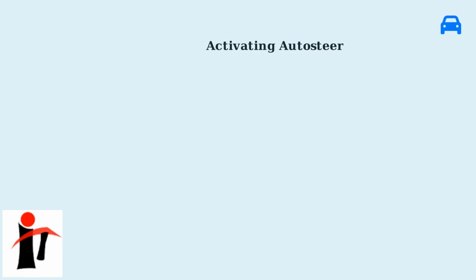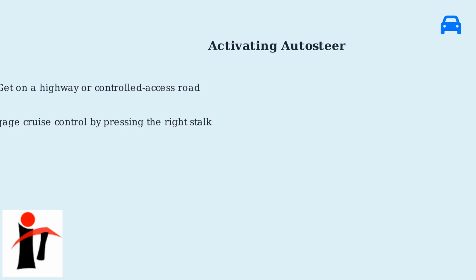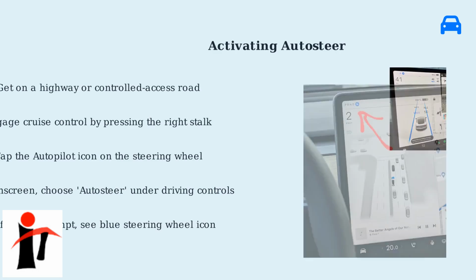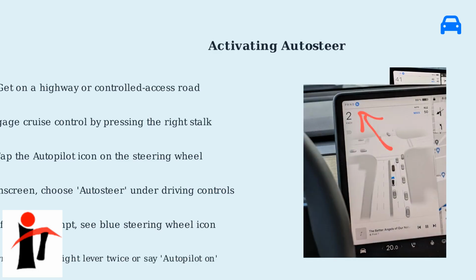Now, for Autosteer, which is part of Autopilot and helps with steering. Get on a highway or controlled access road where Autopilot is legal. Engage cruise control by pressing the right stalk. Then tap the Autopilot icon on the steering wheel.